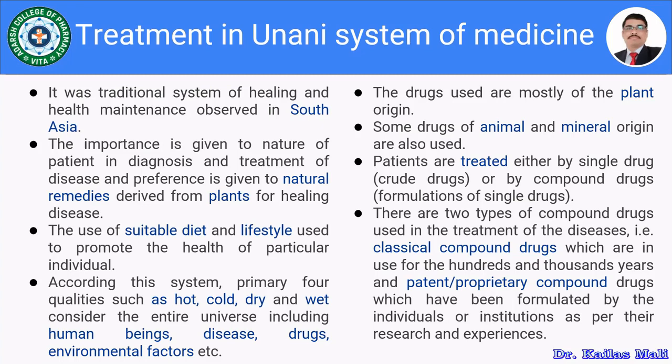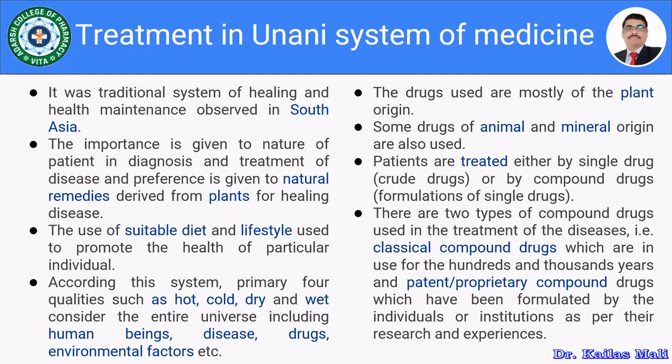According to this system, the primary four qualities, hot, cold, dry, and wet, consider the entire universe, including human beings, disease, drugs, and environmental factors. So the main thing considered, as discussed earlier, is hot, cold, dry, wet, that is the temperament. The drugs used are mostly of plant origin. Some drugs of animal or mineral origin are also used.